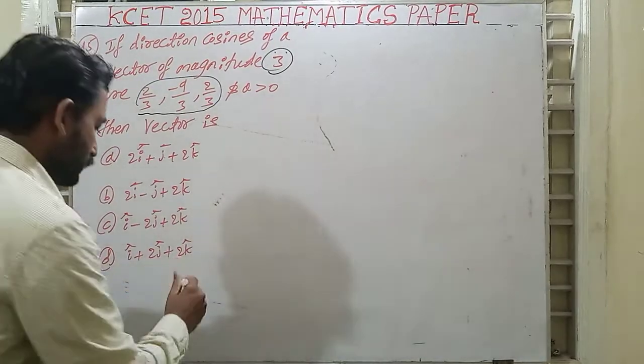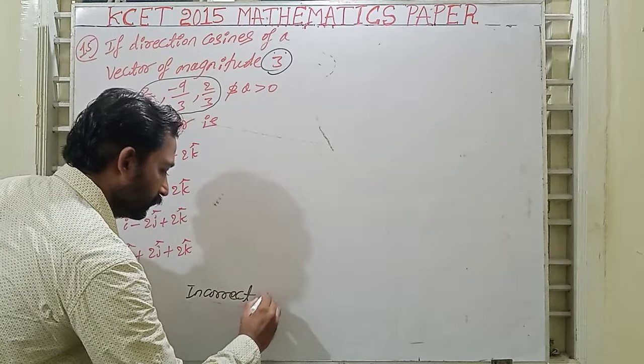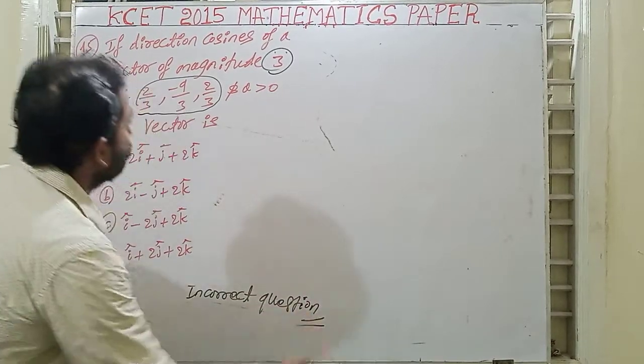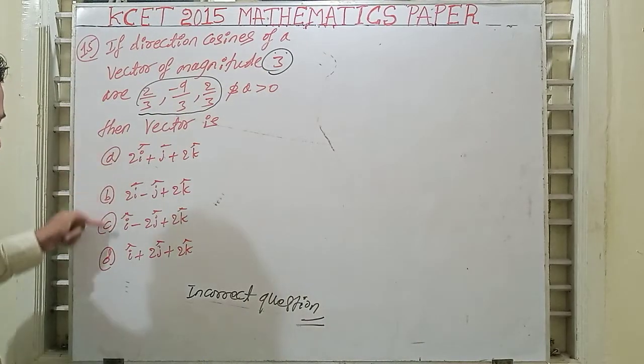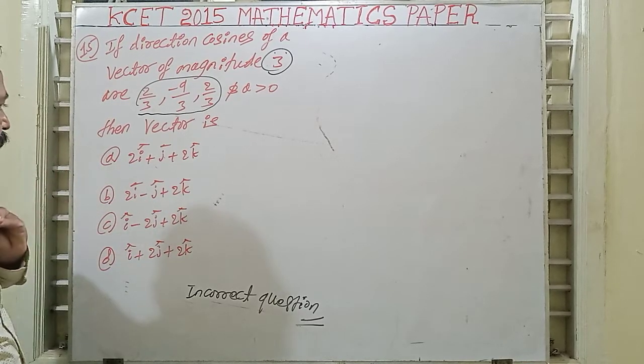This is an incorrect question actually, incorrect question, because magnitude is 3. Which one of the following vectors in the options, we cannot have magnitude 3.